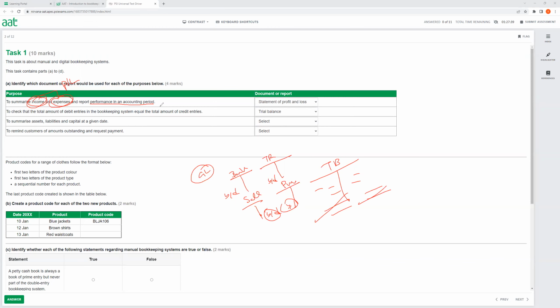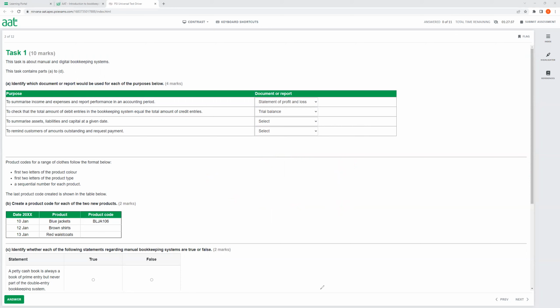So trial balance, the next one we have here to summarize the asset, liability, and the capital. This is the accounting equation, and this is linked with our financial statement. If you look at these three words, asset, liabilities, and capital, that represents our statement of financial position, SOFP. Statement of financial position represents asset equal liability plus capital. Asset equal liability plus capital.